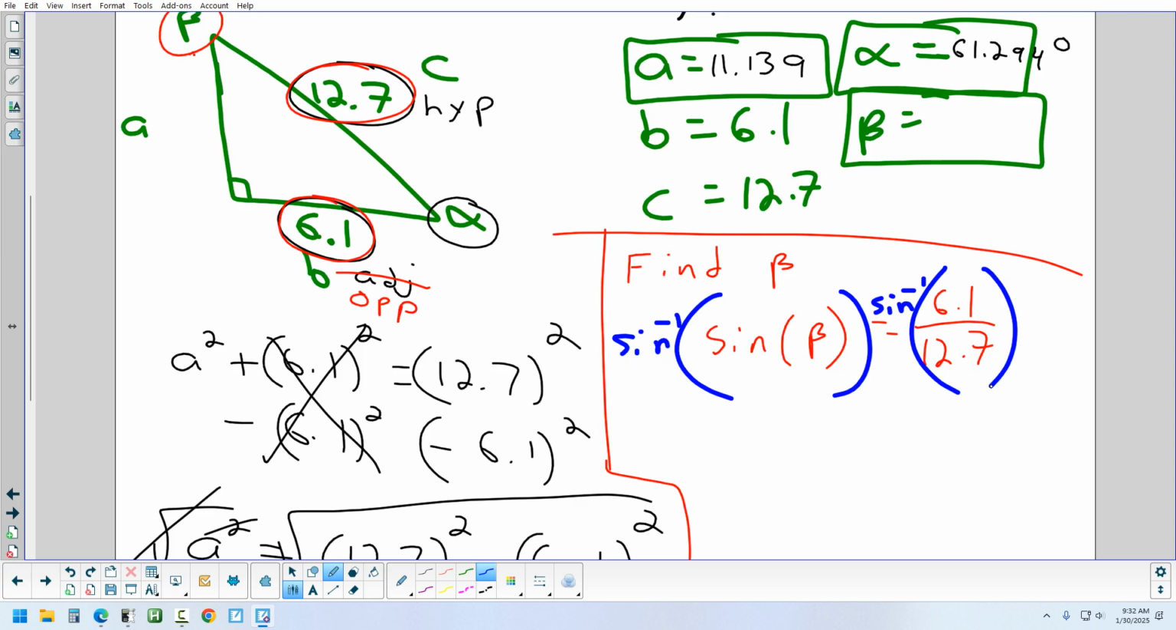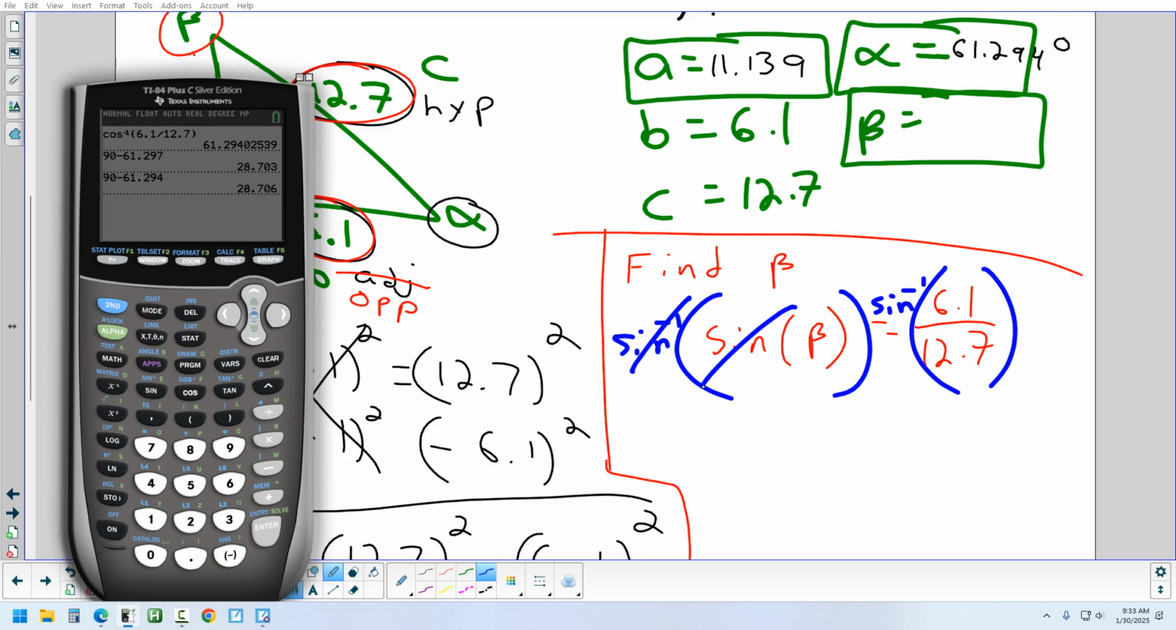Okay? Just like if I wrote this, there's no multiplication there. That doesn't mean square root times 8. It means take the number 8 and fill it into the square root function. So take that fraction, fill it into the inverse sine function. All right, so on the left, those are gone.